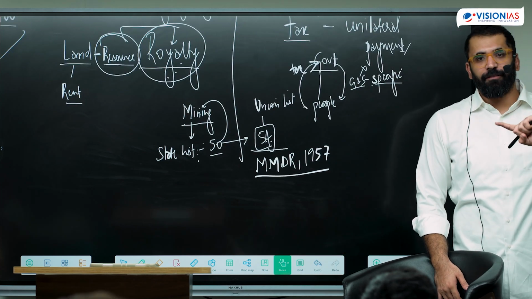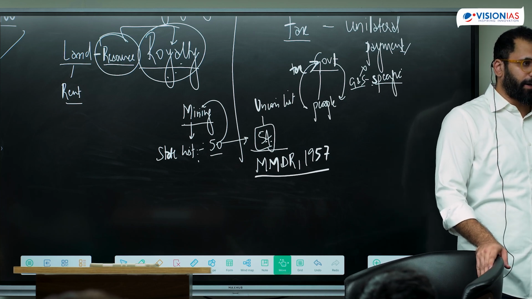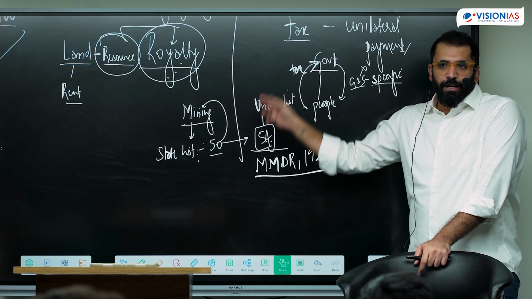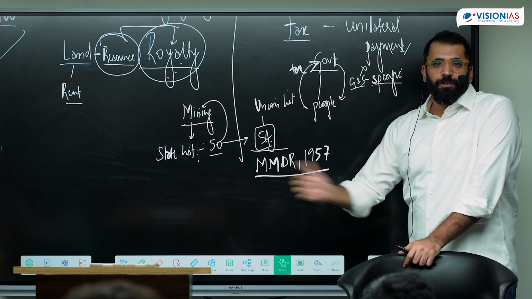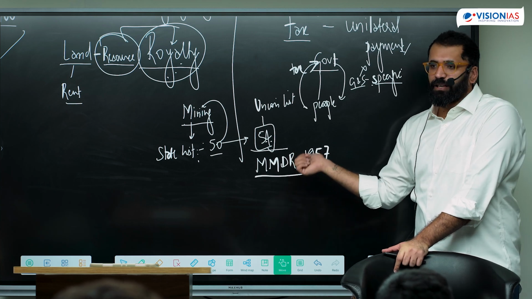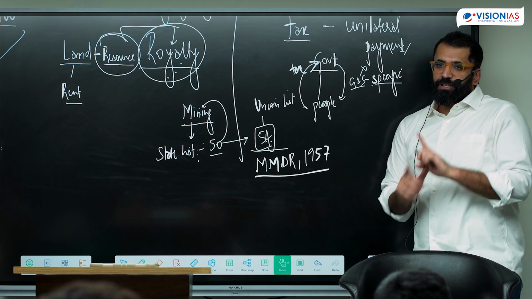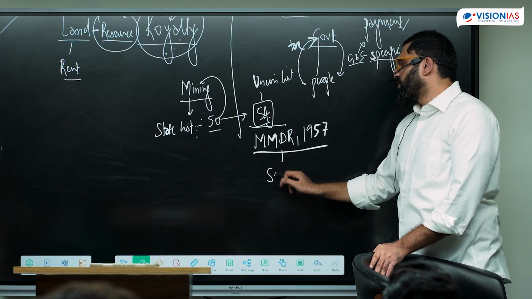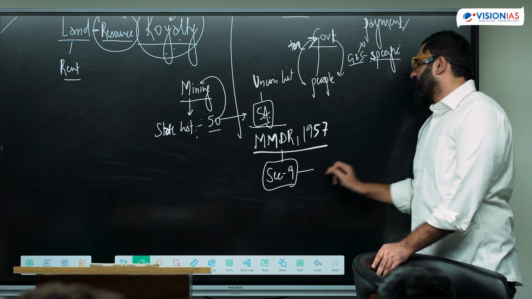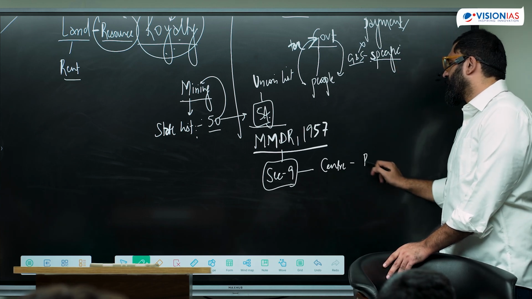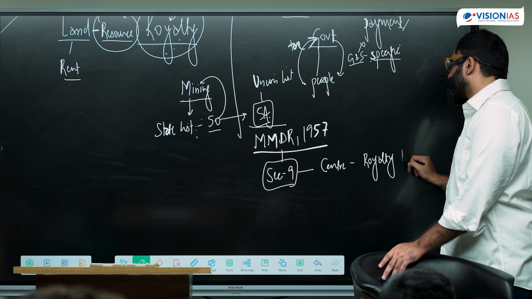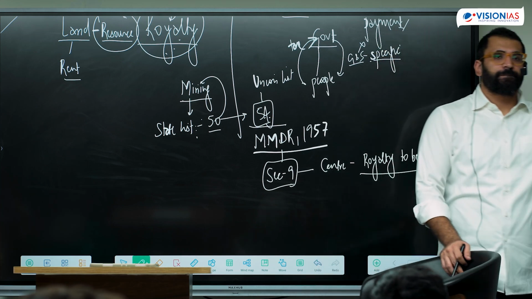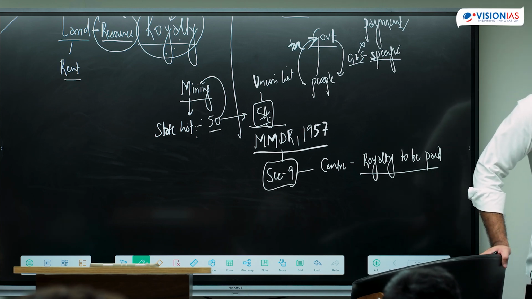So the state has the power, but the power is subject to the regulations of the parliament. Why? Because Union List Subject 54 gives the overriding powers to the central government. The powers have to come from the constitution. The powers have come from the Mines and Minerals Development Regulation Act of 1957. Now what this act did was, under section 9 of this act, in order to ensure uniformity, the central government will decide the royalty to be paid. The central government is going to decide the royalty to be paid.